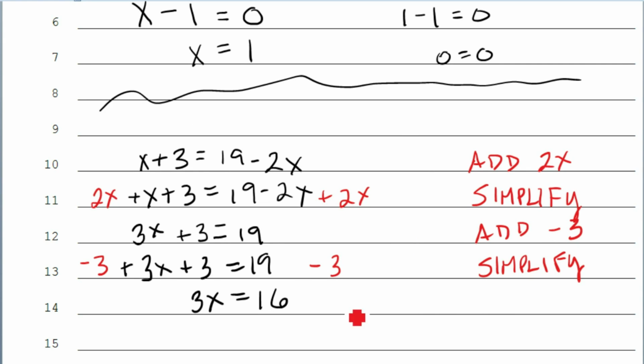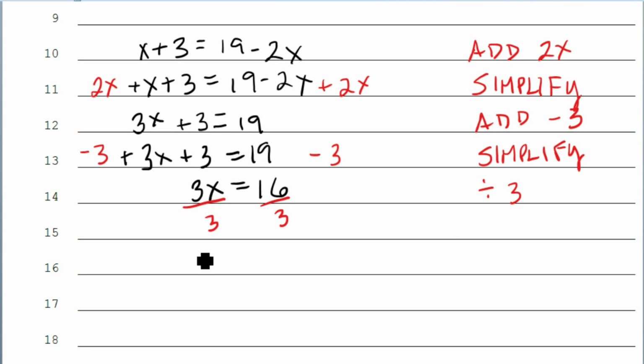And the last step would be to make the leading coefficient of the variable 1, which means divide by 3. So you have to divide by 3 on each side. And that would end up with a single x on this side and 16 over 3. And this is what we say the answer is. We say x equals 16 over 3.